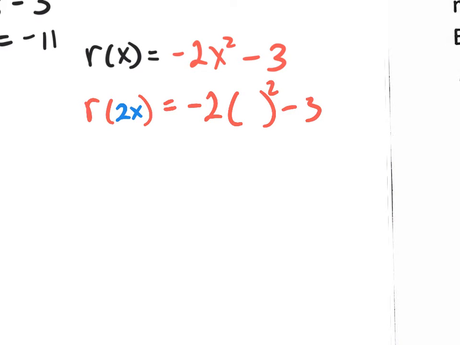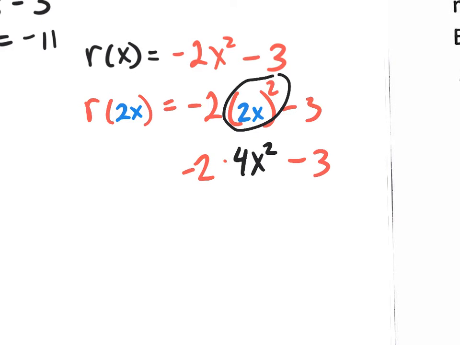And inside the parentheses, we're going to plug in the 2x, okay? So when I do this math, you're going to do exponents first. So you do 2x times 2x. That would give you a 4x squared. And then you bring down the multiplication of -2 and bring down the subtraction of 3. So when you go -2 times 4x squared, that's -8x squared. Bring down that minus 3, and we're done. Cool? So that's what we're doing new today.